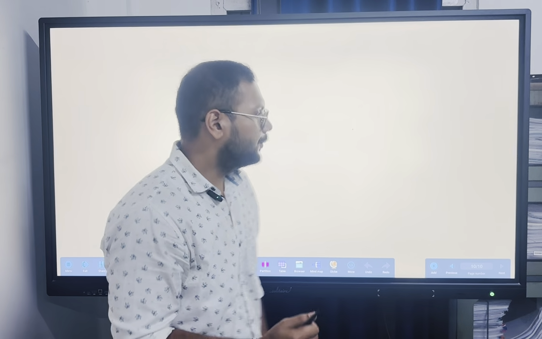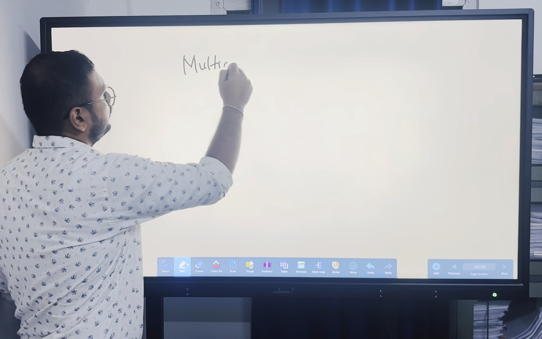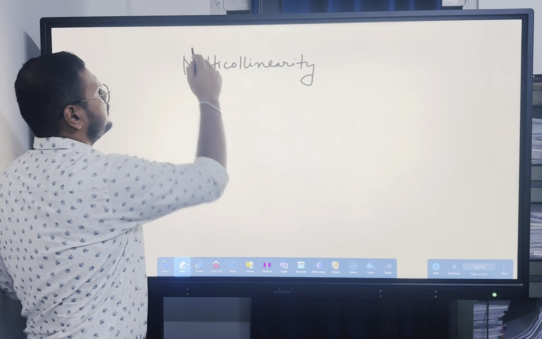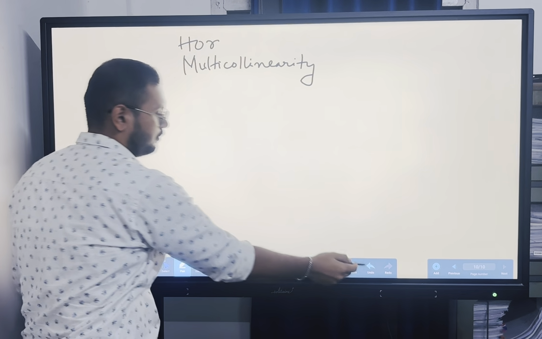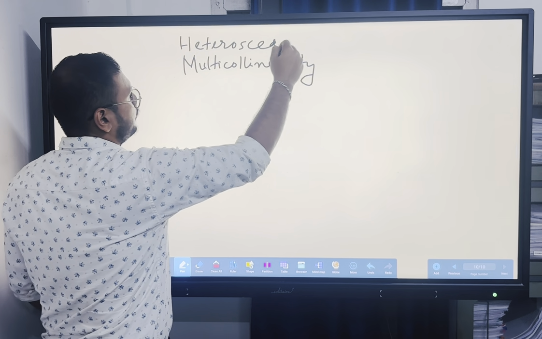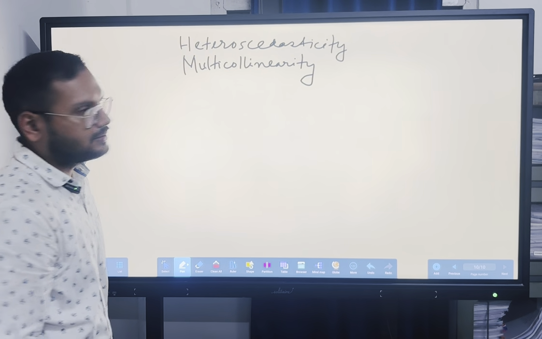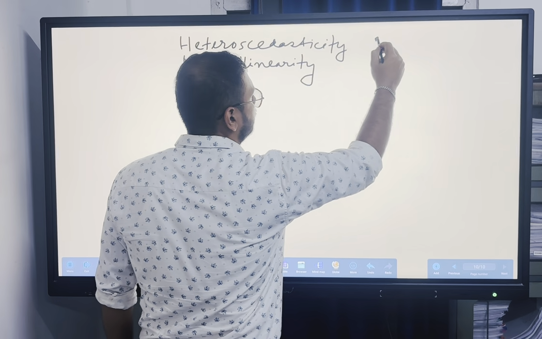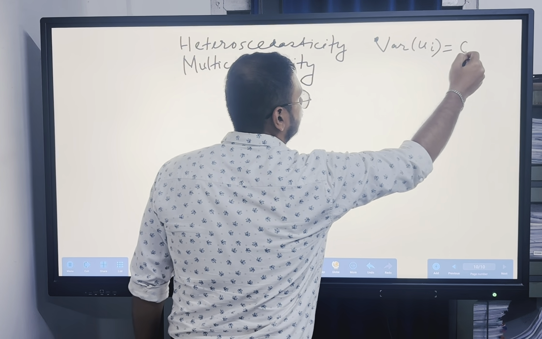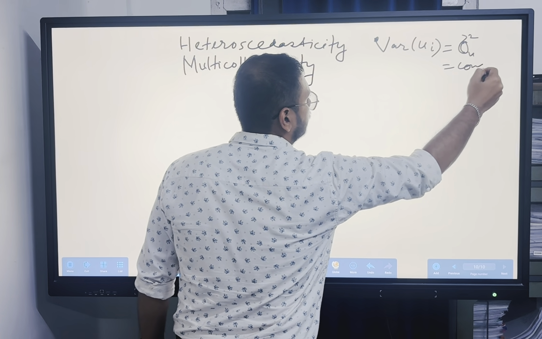What did we get first? First we had multicollinearity, right? Multicollinearity. First, actually, we had homoscedasticity. I'm very sorry for this. We had heteroscedasticity. So how can we write heteroscedasticity? We wrote that variance of ui is a constant, so not zero, it's a constant, equal to constant.